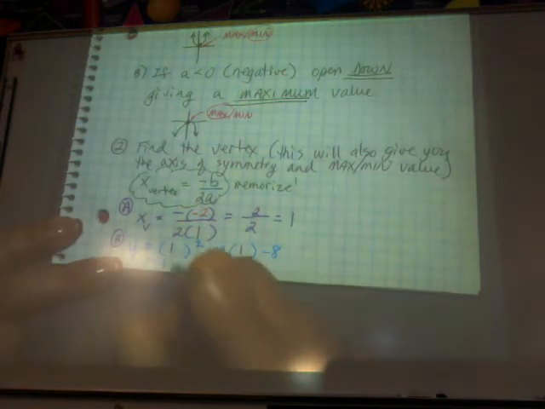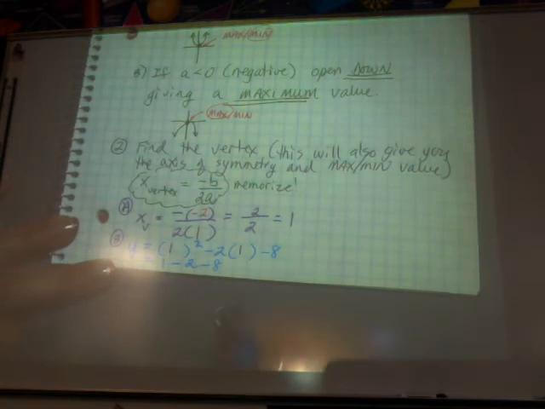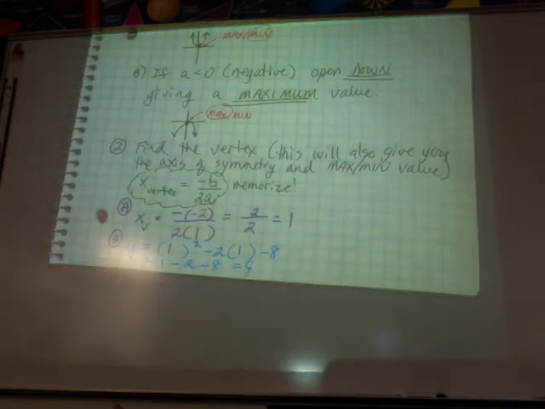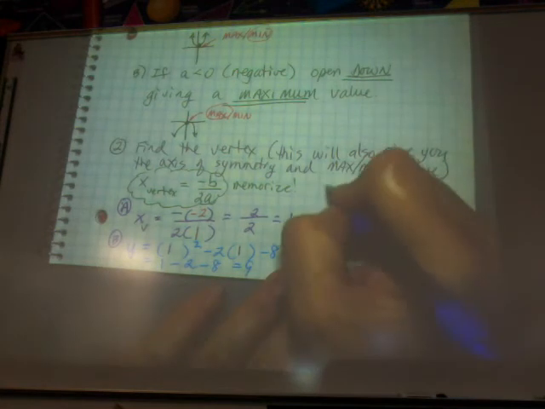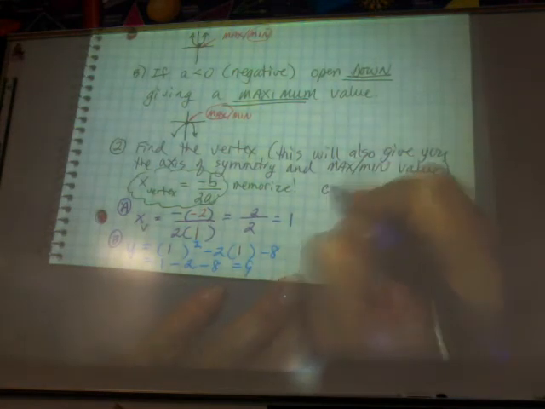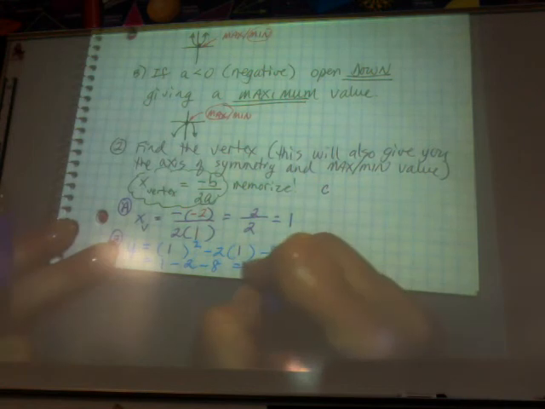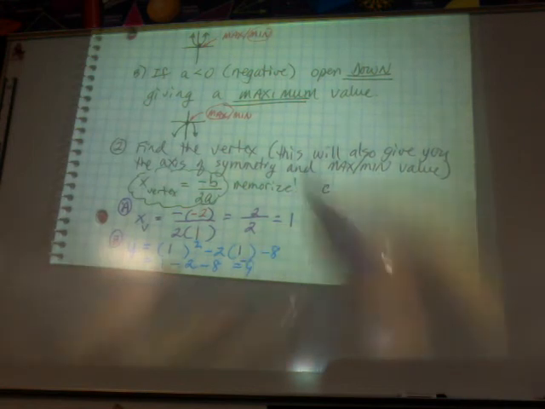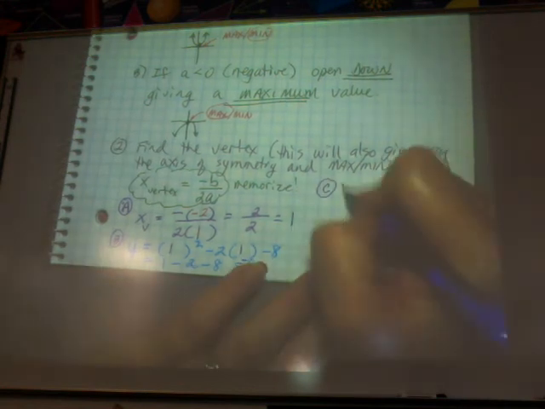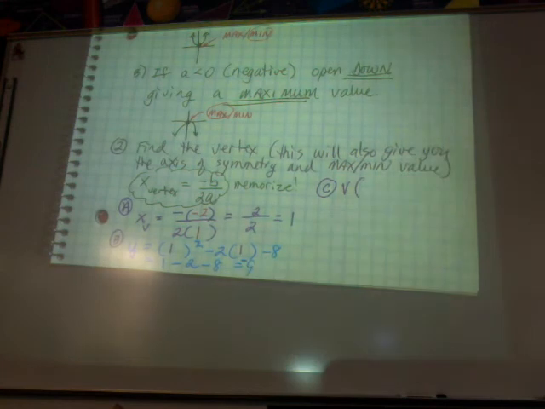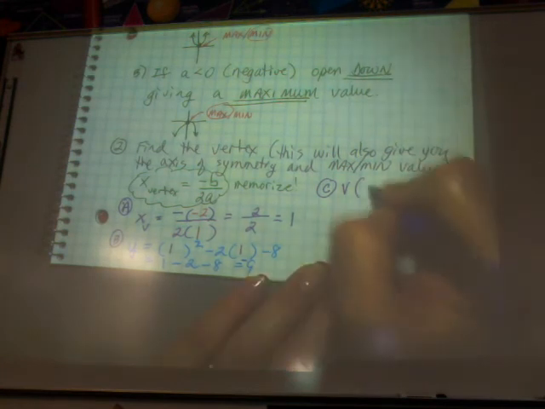Negative 2 times 1? Negative 2 minus 8. What's a negative 2 and a negative 8? Negative 10. What's negative 10 plus 1? Negative 9. So the y value of my vertex is negative 9. So what that tells me is quite a few things. Oh yeah, thanks, negative 9. Good thing you're on your toes. All right, so C, our vertex, so I'm going to use V for vertex, is 1, negative 9.